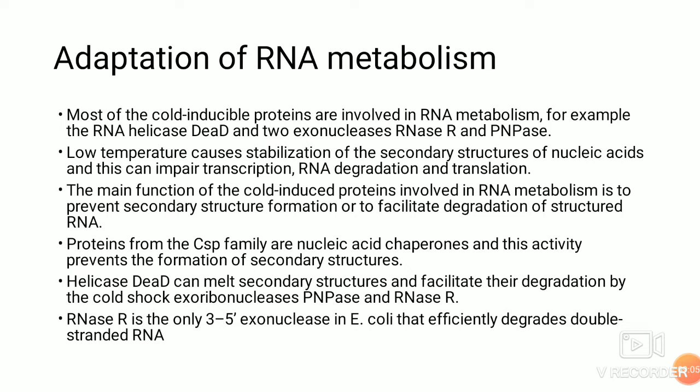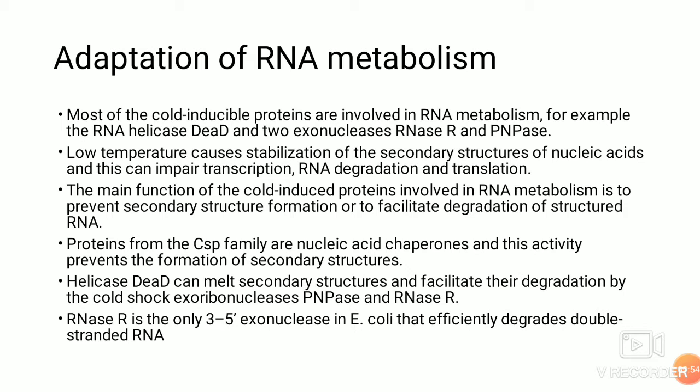Low temperature causes stabilization of secondary structures of nucleic acid, and this can impair transcription, RNA degradation, and translation. The main function of these cold induced proteins involved in RNA metabolism is to prevent the secondary structure formation or to facilitate degradation of structured RNA. Proteins from the CSP family are nucleic acid chaperones, and this activity prevents the formation of secondary structures and facilitates their degradation by cold shock exoribonucleases. Two of the exoribonucleases are PNPase and RNase R.